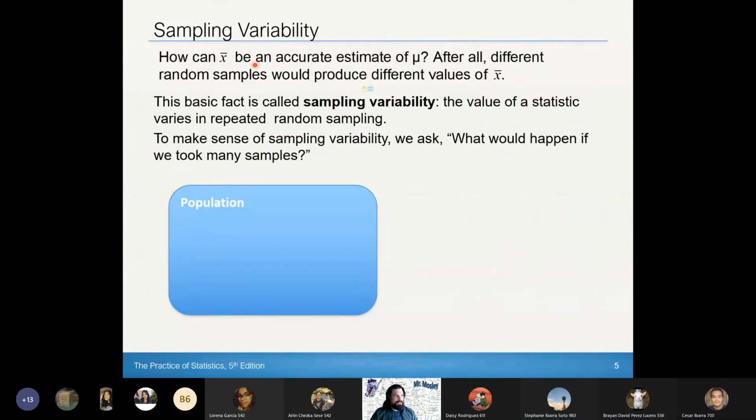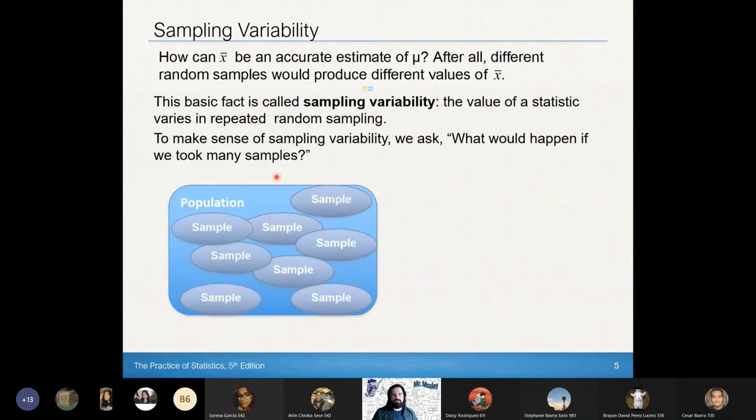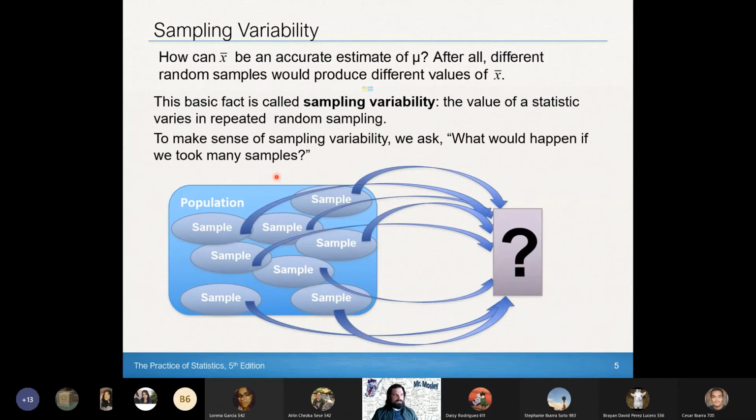So how can X bar be an accurate estimate of mu? After all, different random samples would produce different values of X bar. And this is true. We can have variance from one sample to the next. That's typical. This basic fact is called sampling variability. The value of a statistic varies in repeated random sampling. To make sense of sampling variability, we ask, what would happen if we took many samples? In other words, we have a population, we sample. What does that all mean? How can we put this all together?